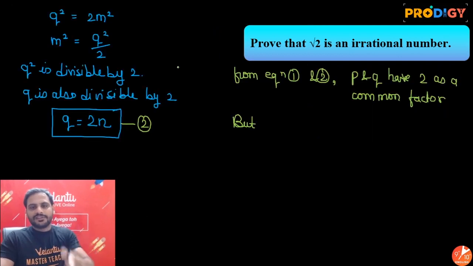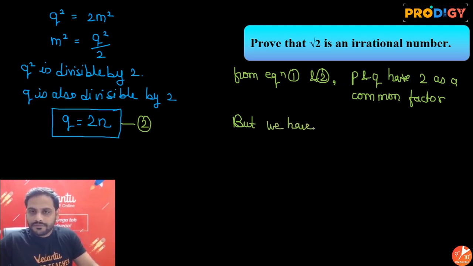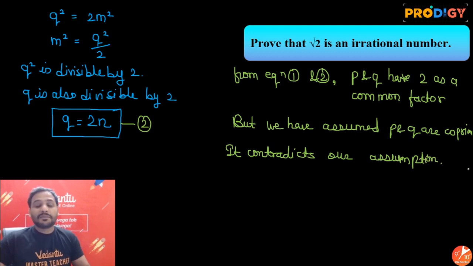But from equation 1 and equation 2, I am getting that they have 2 as a common factor. So it means what? But we have assumed p and q as co-prime integers. That means it contradicts our assumption. It is going against our assumption. It is contradicting my assumption.